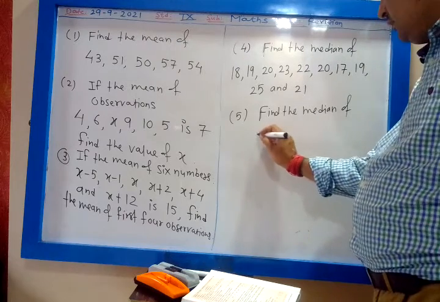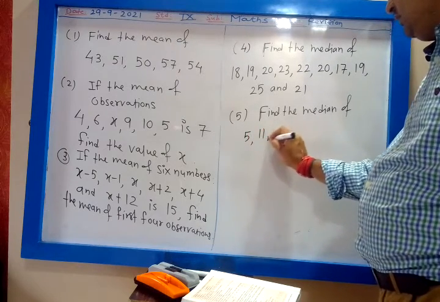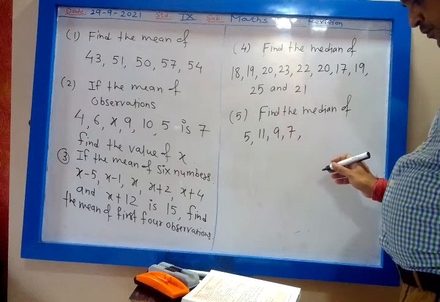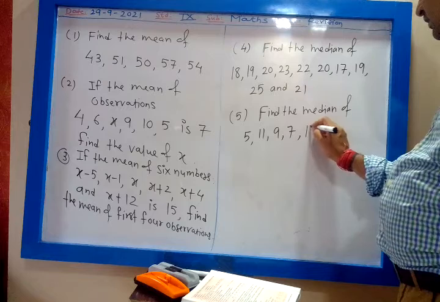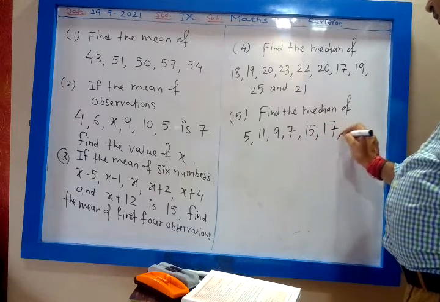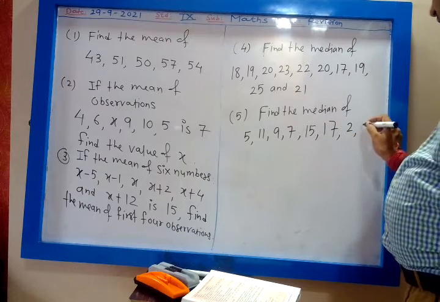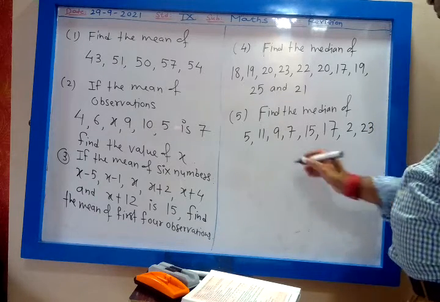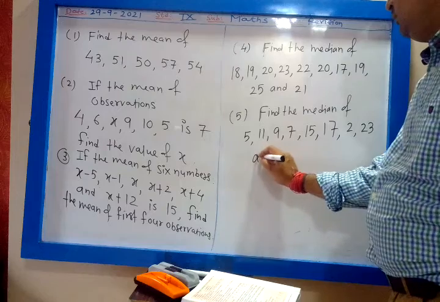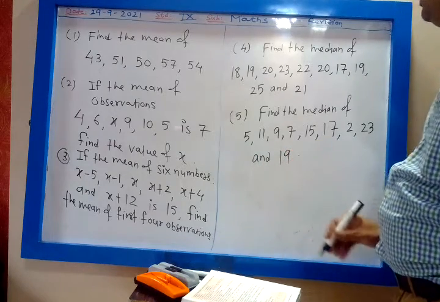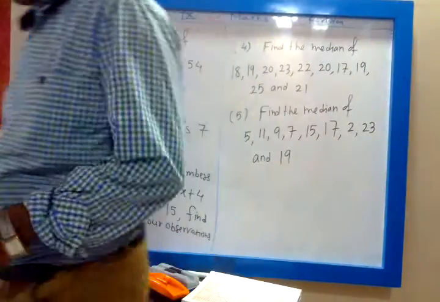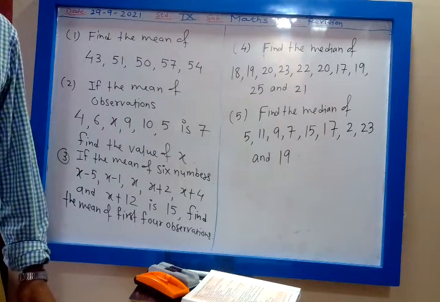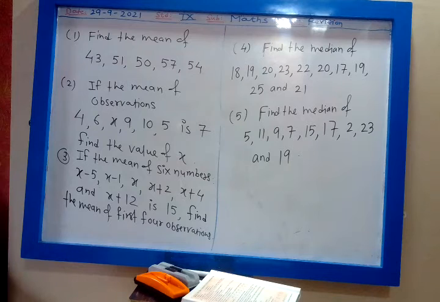Find the median of 5, 11, 9, 7, 15, 17, 2, 23 and 19. Find the median of this. Oh, the answer is 20. Hello. Solve, then we'll see.